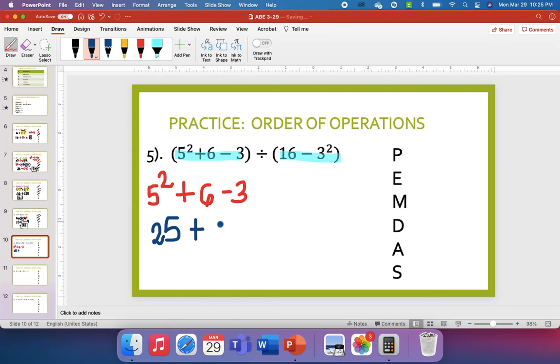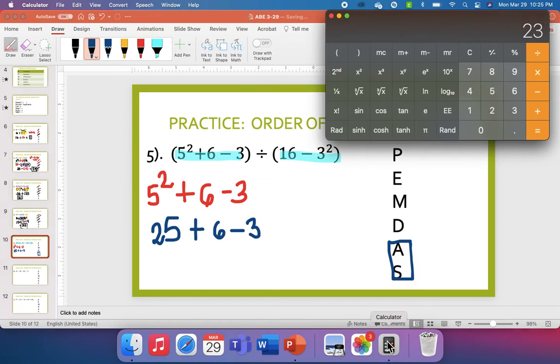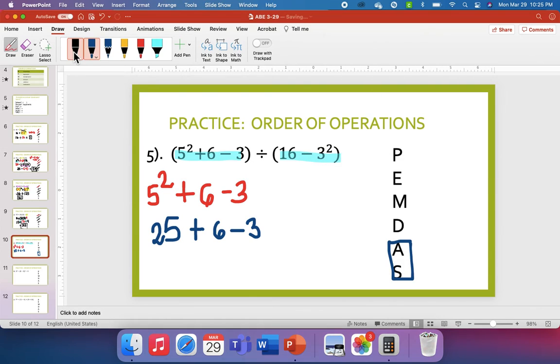I'm going to go ahead and add 6 and minus 3. Notice again how I'm left with addition and subtraction, which are the last steps. I just can go ahead and simplify from left to right. What I'm going to do is I'm just going to punch in my calculator what 25 plus 6 minus 3 is. That's going to give me 28. Okay, so when I simplify this parentheses right here, I get 28.